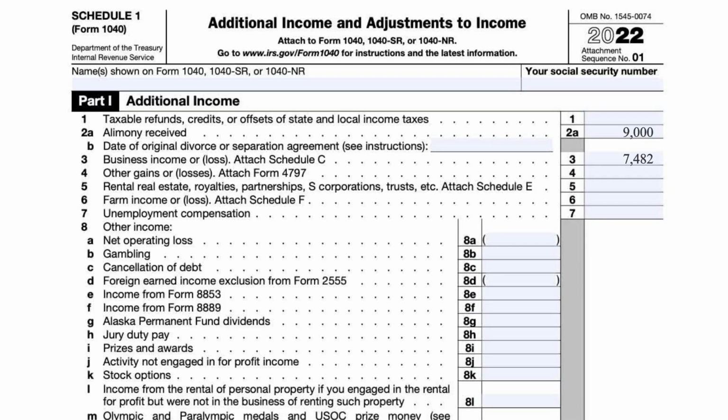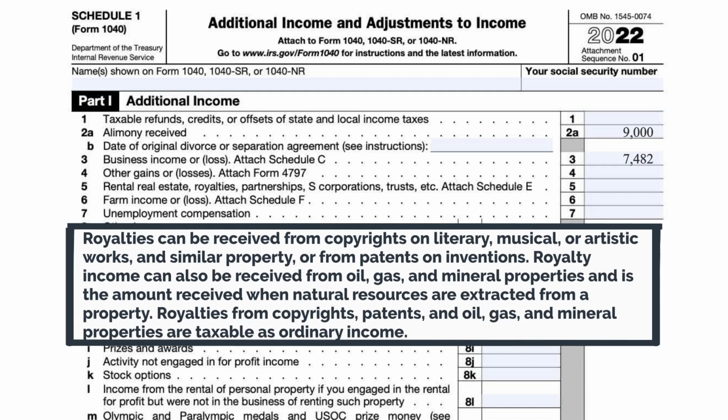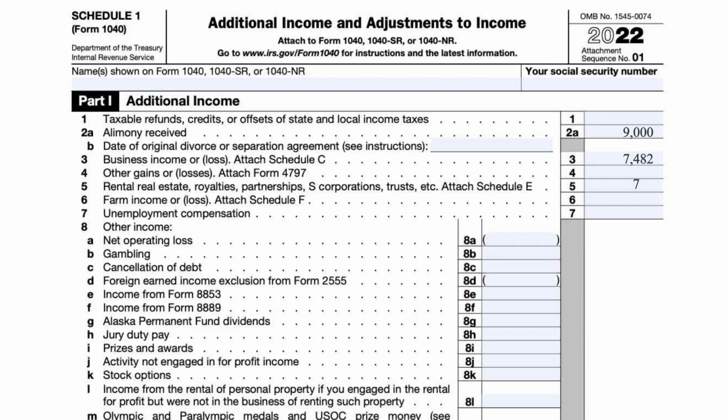In addition to being used for rental expenses, Schedule E is also used to report royalty income. Royalties can be received from copyrights on literature, musical or artistic works, and similar property, or from patents on inventions. Royalty income can also be received from oil, gas, and mineral properties, and this is the amount received when natural resources are extracted from a property. Royalties from copyrights, patents, and oil and gas and mineral properties are taxable as ordinary income. Emily does not have any royalty income, so we can go back to Schedule 1 and fill in line 5.